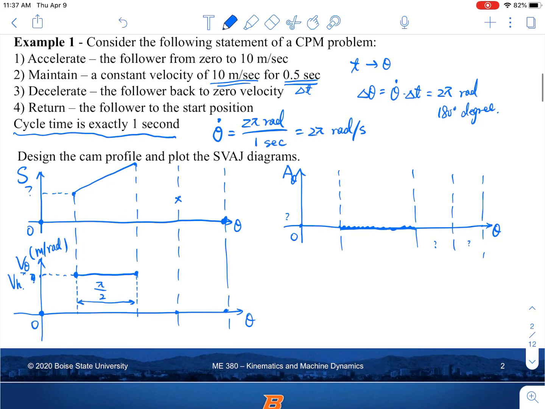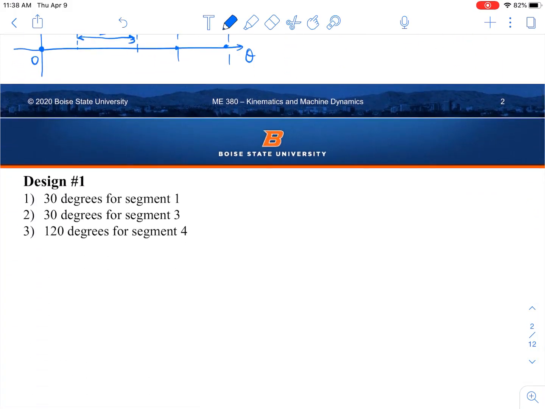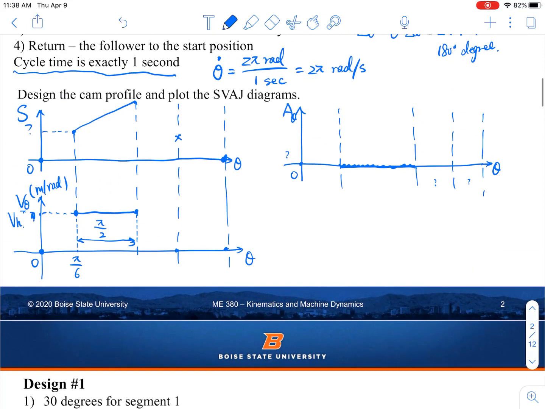So before you design your SVAJ diagram, you have to specify your step width. In this case, we only know the width of the second step. We have no idea about the other steps, so you have to make assumptions. Here in design number 1, we assume that the first segment is 30 degrees. So that's 1/6 pi. And then by adding this half pi, oh, I think I had it wrong. That should be a full pi because it's 180 degrees.